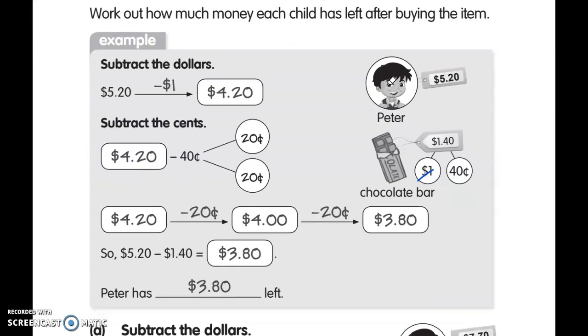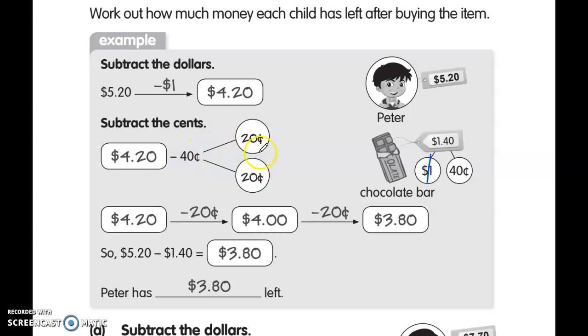Okay, so what we are working on right now is the mental sum. So when we subtract money, we can use the algorithm or the mental sum through step-by-step method. In this case, they subtract using the dollars first. So Peter has $5.20 and he bought a chocolate bar. So they split into dollars and cents. So $5.20 minus the dollars first, $1. 5 minus 1 is $4.20. After you minus the dollars, we still have the cents, right? So we now have to minus 40 cents.